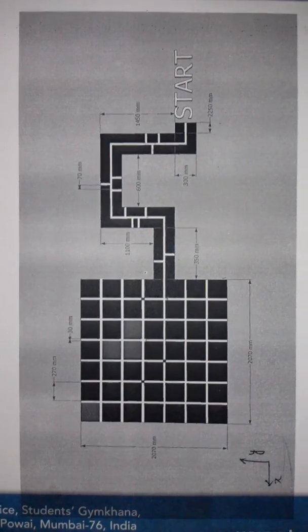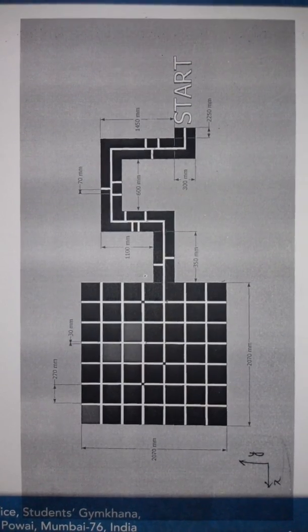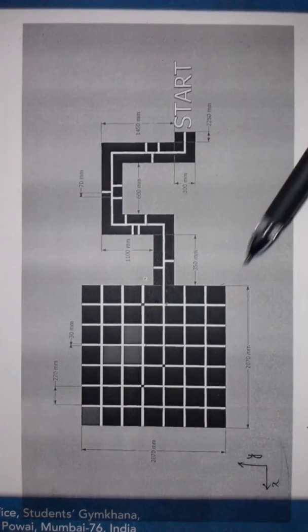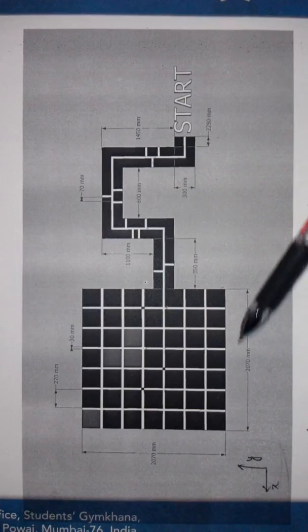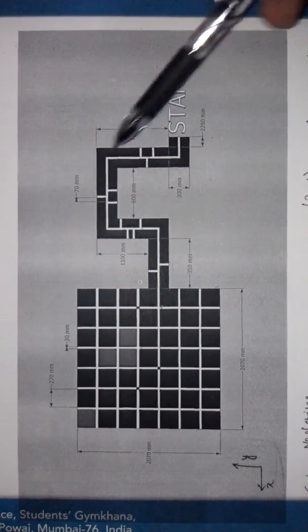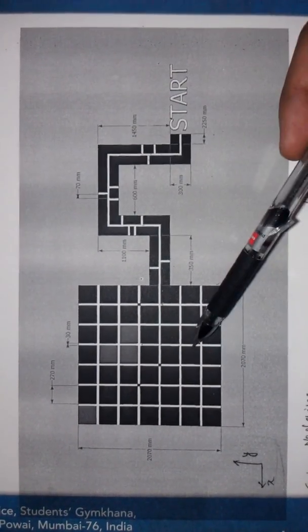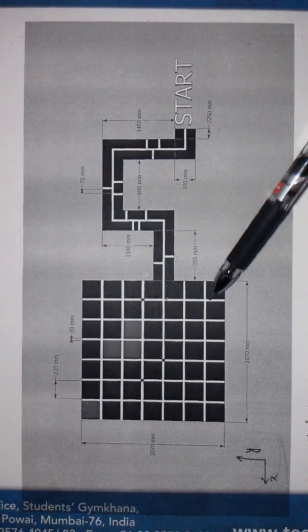I will explain the problem statement of Grid Warrior. The problem statement consists of two parts. This is part 1 and this is part 2. Part 1 consists of paths and part 2 consists of a grid, which is 5 cross 5 including the origin.